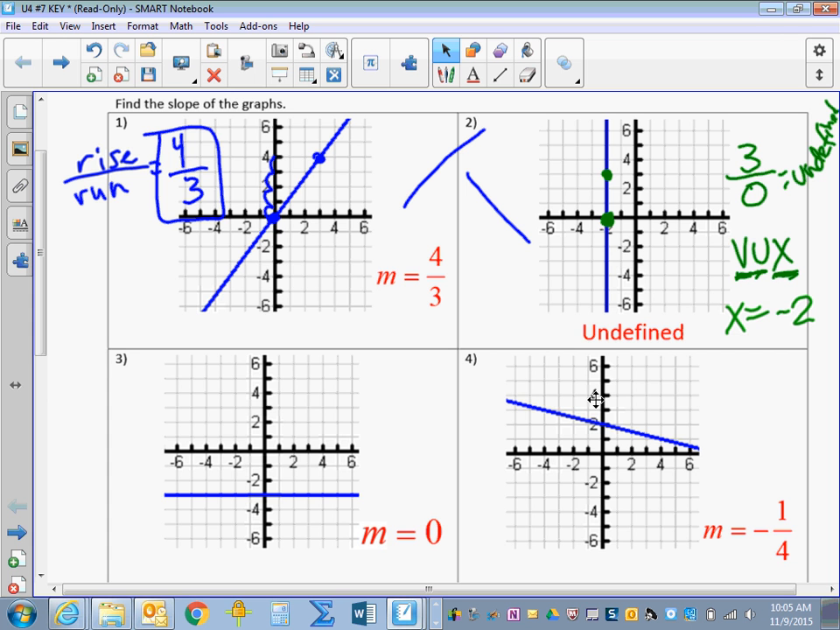All right, Abdul, you with us? So similarly for number three, is this a horizontal or vertical line? Horizontal. So we have the acronym HOY.